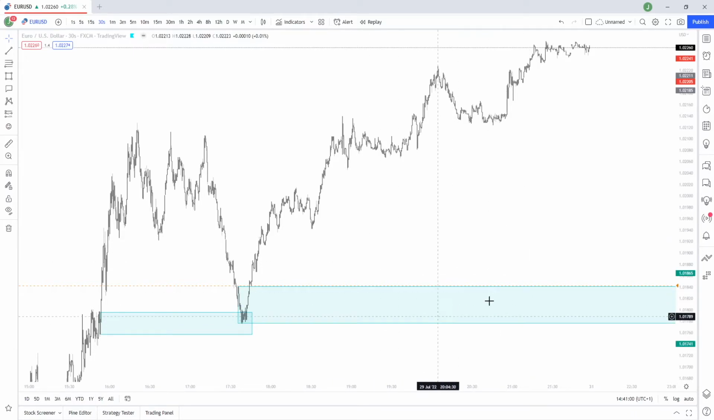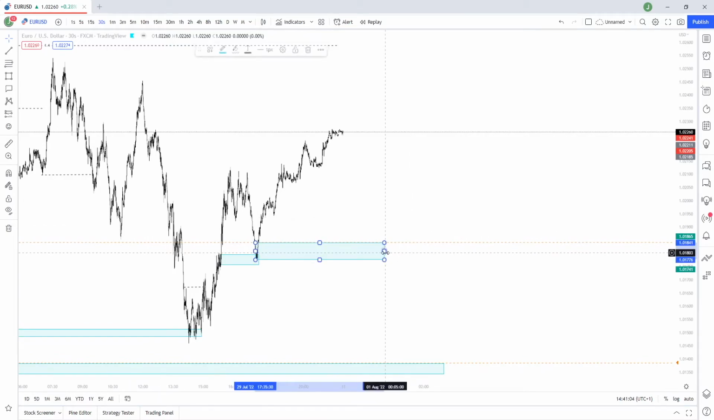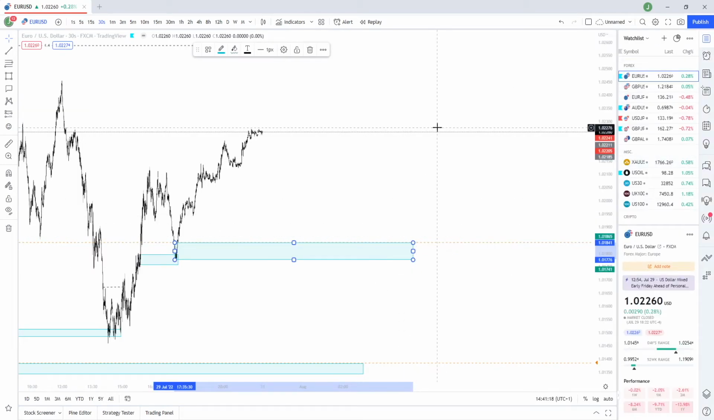So I'm just going to keep this one highlighted. This is the one I'd like to see price react from. So setting an alert at 1.0184 and just waiting to see price tap in, alert me, finding reversal and accumulation, and then looking to take buys all the way higher in this market.